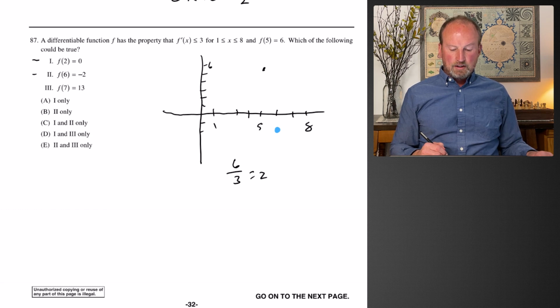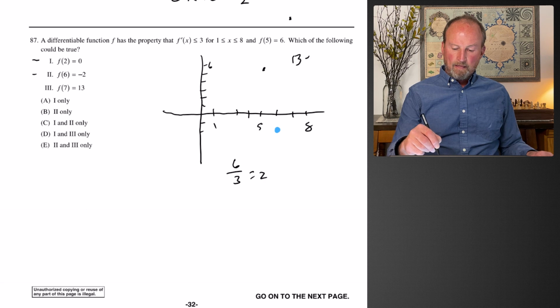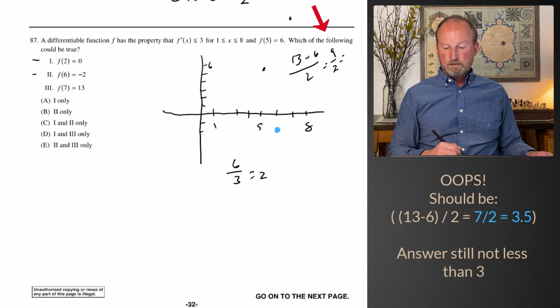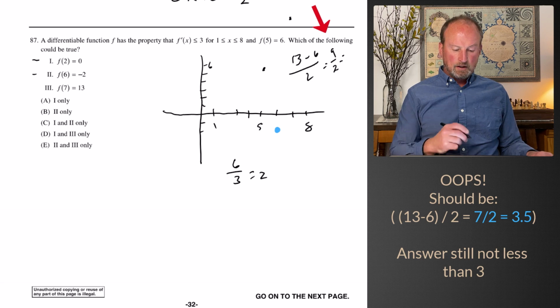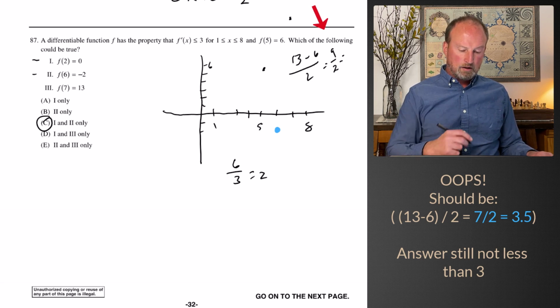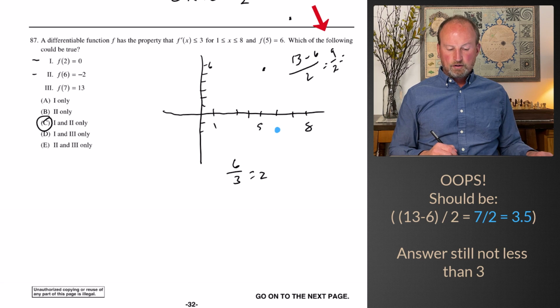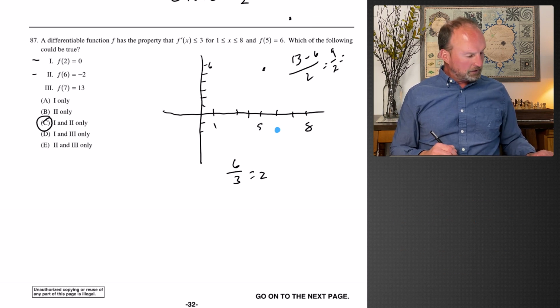Next one, f of 7 equals 13. We're way up here, right? What's my slope? 13 minus 6 over going to 7, so over 2. And so my slope is 9 over 2, which is 4.5. 4.5 is not less than 3. Sounds to me like we got letter C. 1 and 2 work, 3 does not. Question 87 is C.